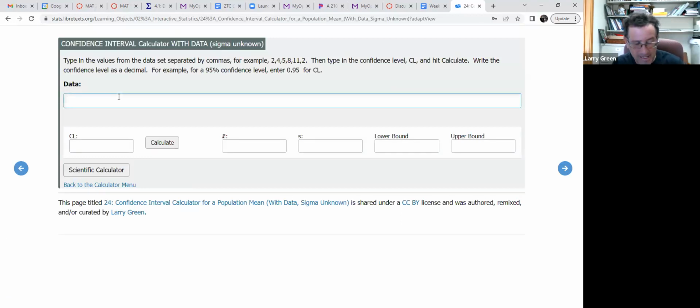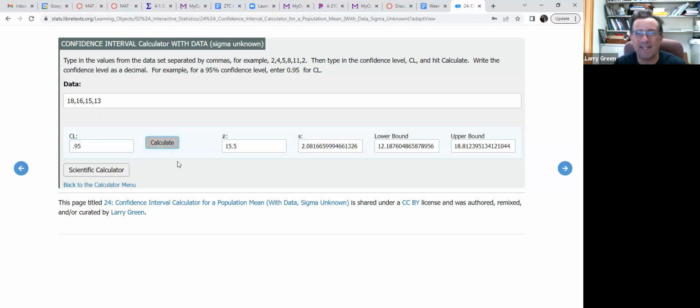So what I do is I put my data in, and I have to put my confidence level in, and it does let you know, write it as a decimal. So for example, 95% confidence level, enter 0.95, don't enter 95. So 0.95, and I hit calculate. Any questions on that? Okay, by the way, here's the 15.5 and the 2.08 that we already knew.